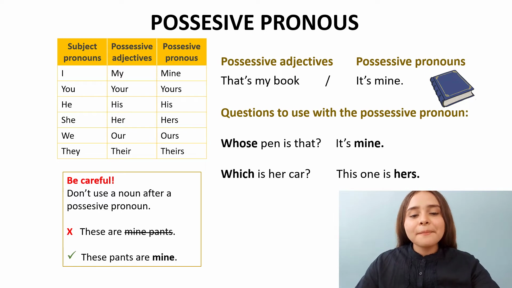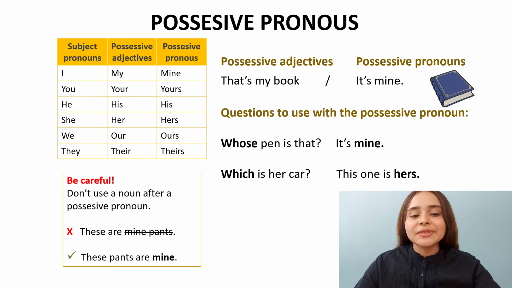We have an example with the possessive adjectives and possessive pronouns. The possessive adjective example is, that's my boot. In this case, the possessive adjectives come before the noun. The example for the possessive pronouns is, it's mine. With the possessive pronouns, we don't mention the noun.